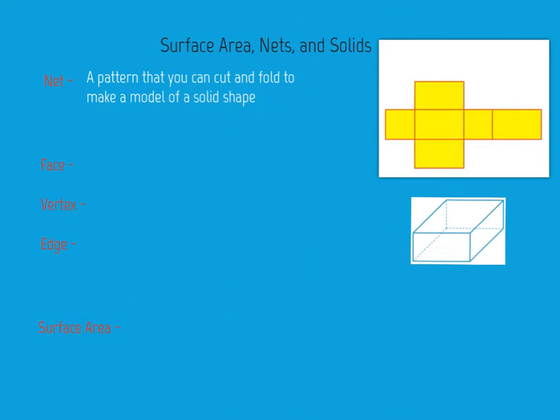Okay, let's go ahead and move on to our next set of terms that we need to define. First of all, what is a face? Well, a face is an individual surface of a solid object.